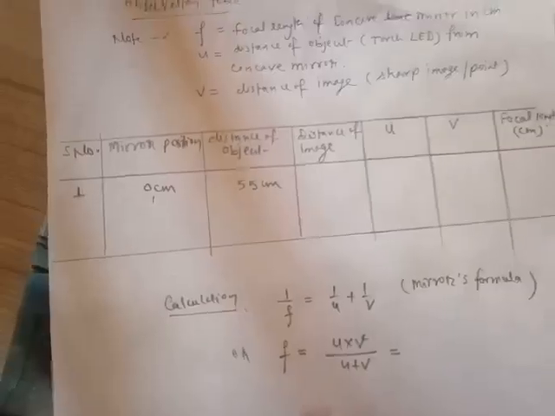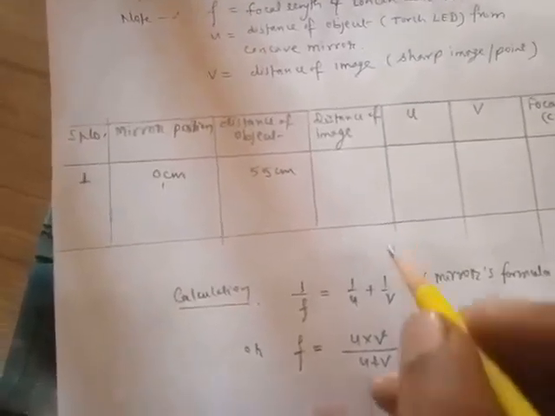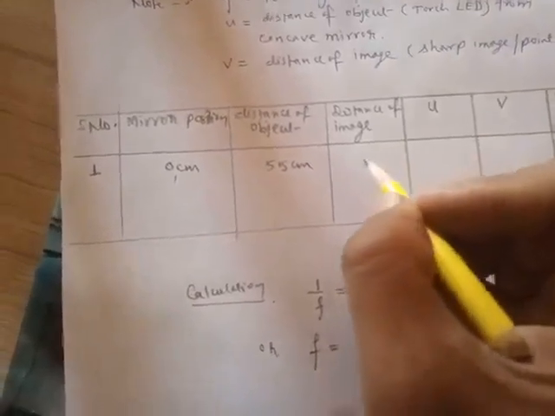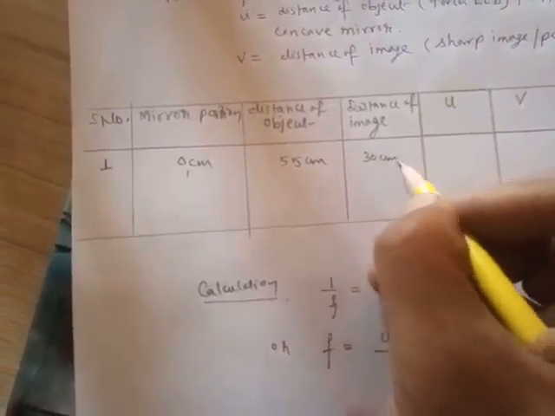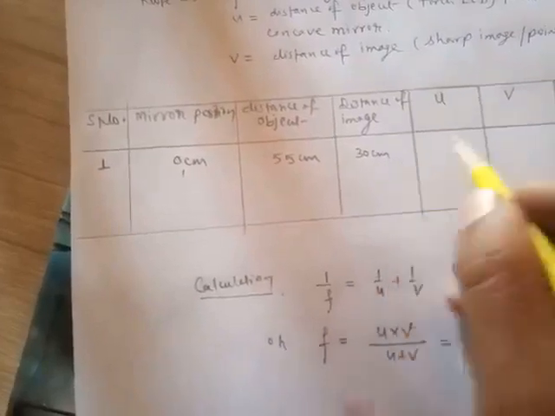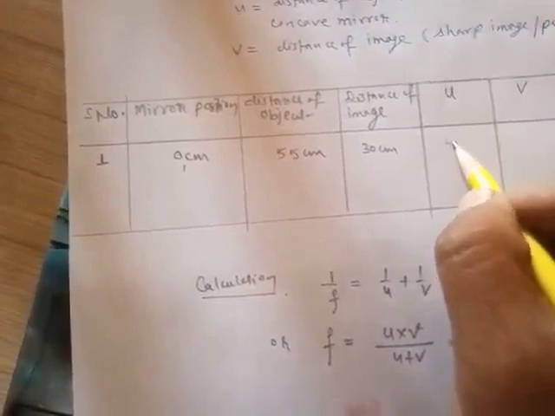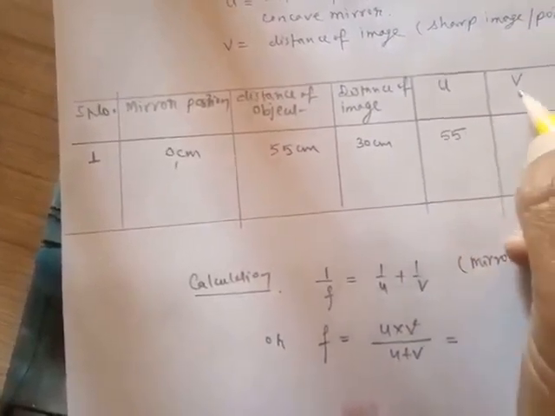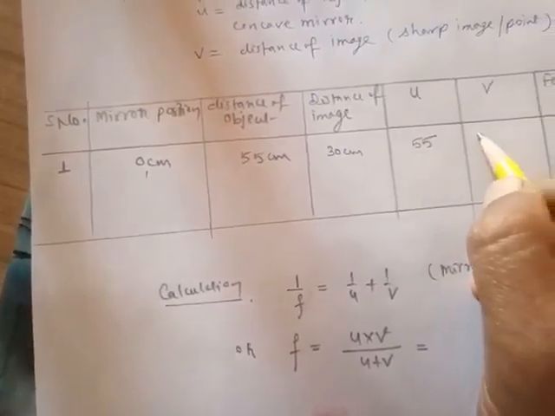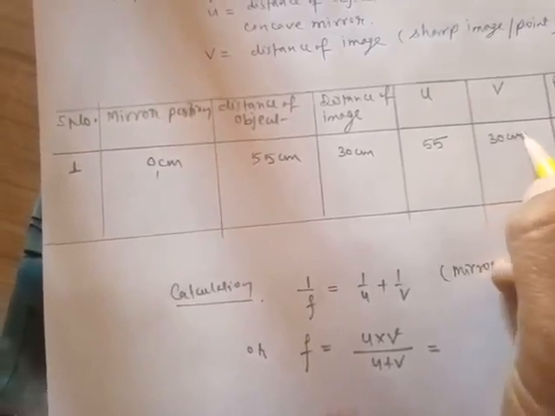Okay, let's see this. This is coming 30 centimeter, right? Record the reading. The distance of the image formed is 30 centimeter away from the mirror. Now U, the distance of the object from the mirror, is 55 centimeter and V, the distance of the image from the mirror, is 30 centimeter.